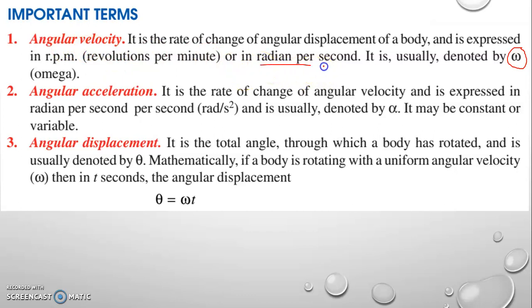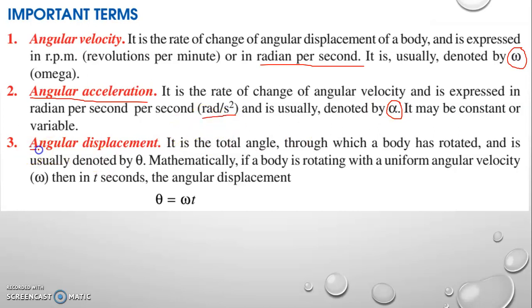Its unit will be radians per second. And the second term is the angular acceleration, and we will be representing it by alpha, which is the same as our a, acceleration in linear motion, and its unit is radians per second square.